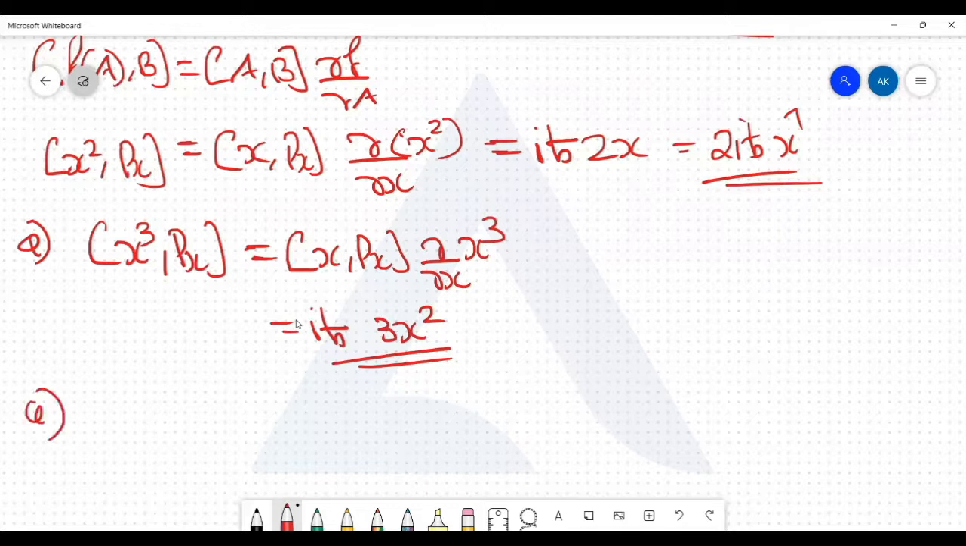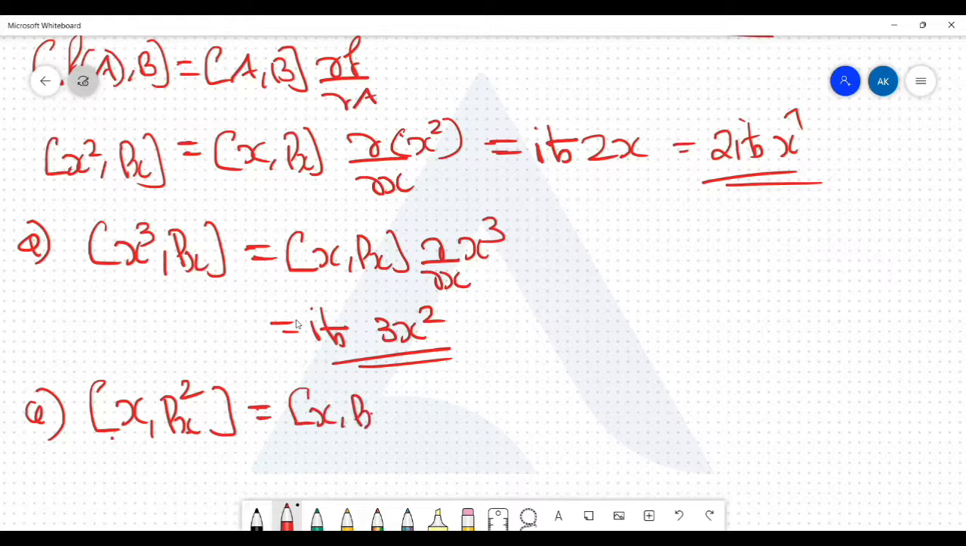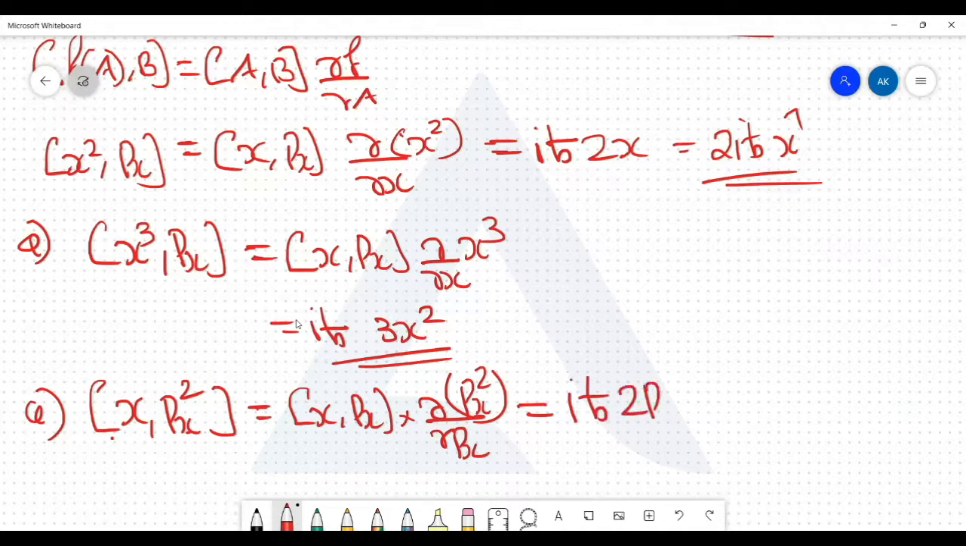What about this? [x, px square]. Here px is b, therefore [x, px] into ∂/∂px of px square. Whichever variable it is, we differentiate with respect to that. Okay, so you will get iħ 2px.